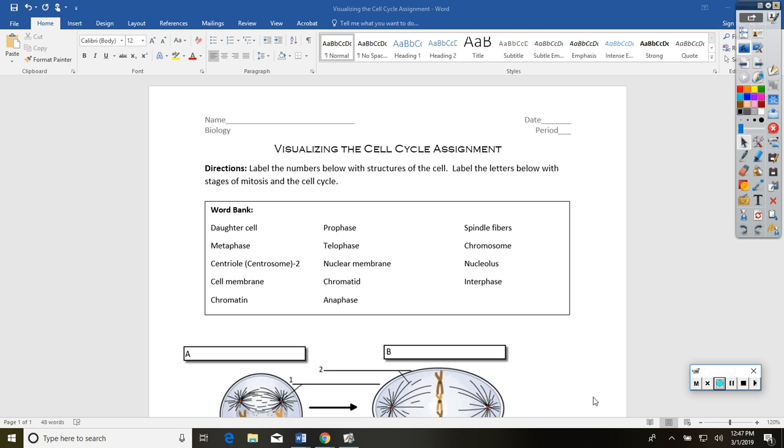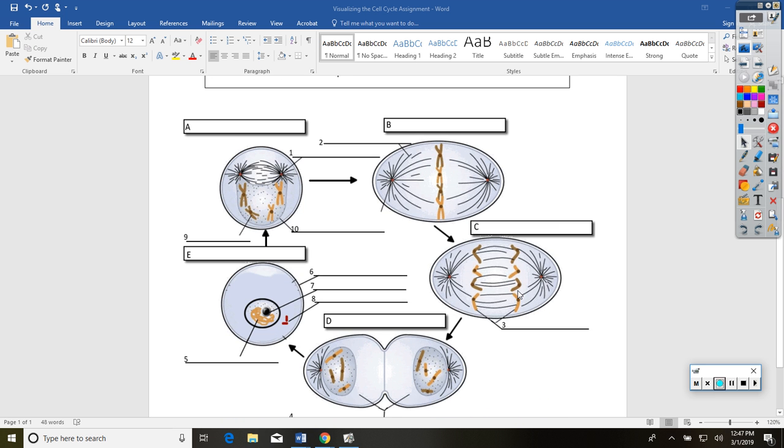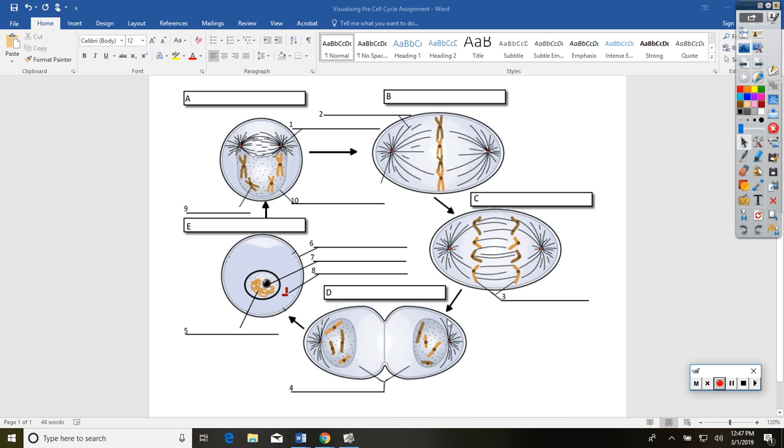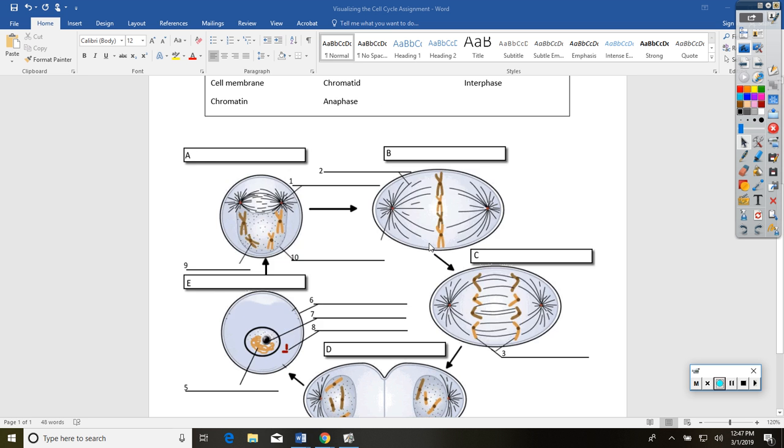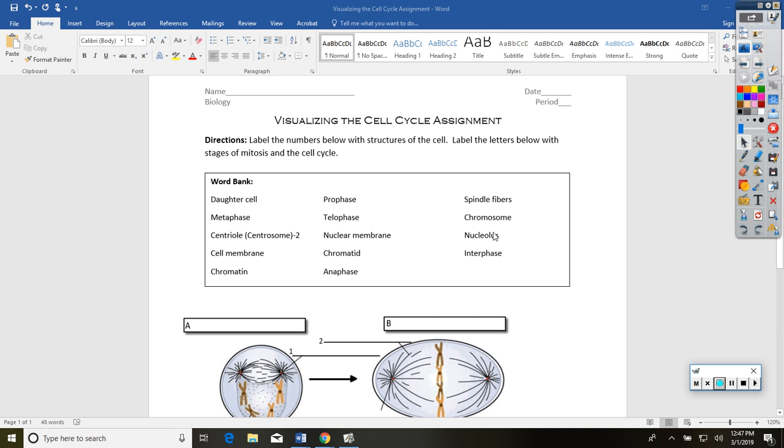Today in class, you were assigned page 13 from the packet. This is page 13 in your packet. You have various cells. You have to identify what phase of the cell cycle they're in. You also have to identify various structures within those cells. I have added a word bank for you so that you can easily identify those structures. Notice that centrosome or centriole is going to be used twice in this handout.